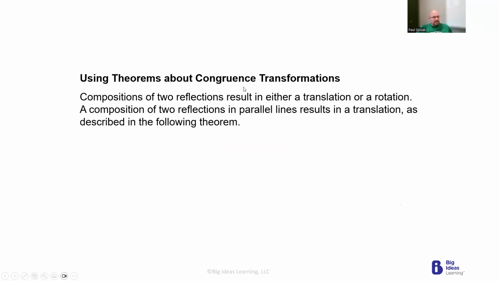Using theorems in congruent situations, the composition of two reflections results in either a translation or a rotation. And the composition of two reflections in parallel lines results in a translation.